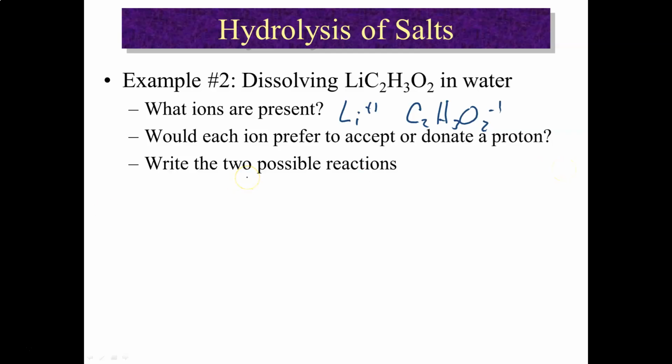So we're going to take lithium first. Lithium plus water. Just like the last example, lithium is going to react with hydroxide because it won't react with the hydrogen. That makes no sense at all. So we're going to make LiOH plus H+.